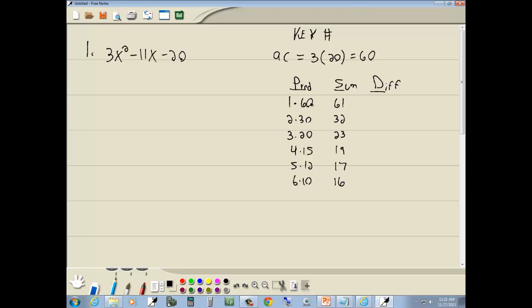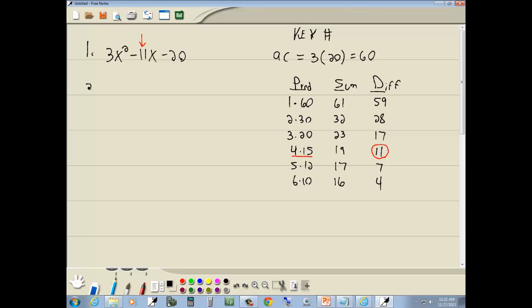In the difference column, we'll subtract smaller from larger. 60 minus 1 is 59, 30 minus 2 is 28, 20 minus 3 is 17, 15 minus 4 is 11, 12 minus 5 is 7, 10 minus 6 is 4. Now the number we're looking for is the number in our middle term, which is right here. So we're looking for 11. Well, here's 11. So we're going to use 4 and 15.